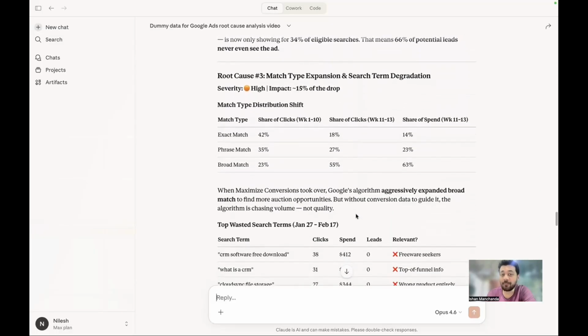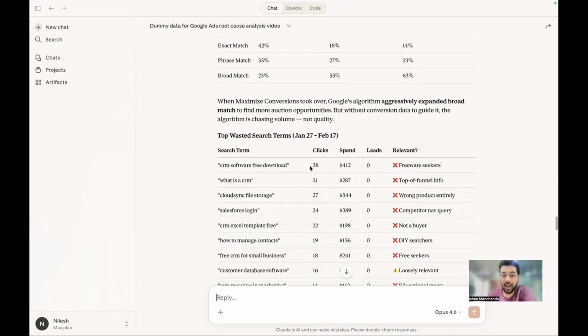The next root cause is match type expansion and search term degradation. So exact, phrase, broad, week 1 to 10 and week 11 to 13. If you look at the share of clicks and the spends, exact match has gone down, phrase match has gone down a little bit, broad match has almost doubled, more than doubled, in fact, right? And with maximize conversion, again, going back to the same first root cause, it expanded to broad match to find more auction opportunities, but without any conversion data. The algorithm is chasing volume, not quality.